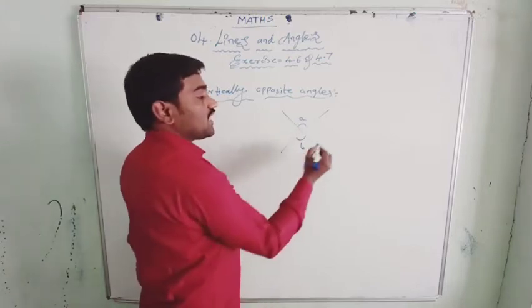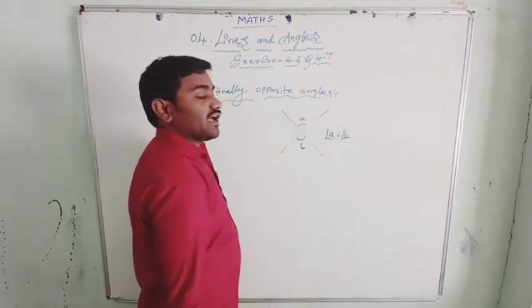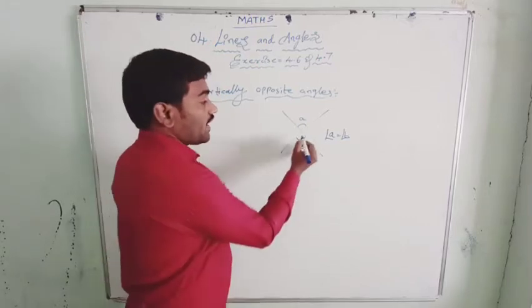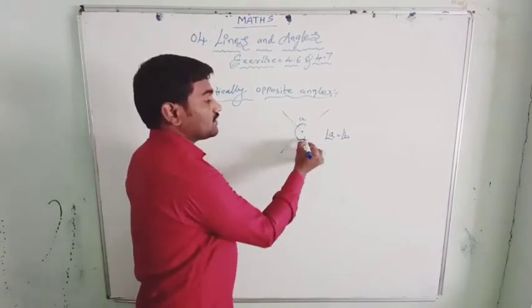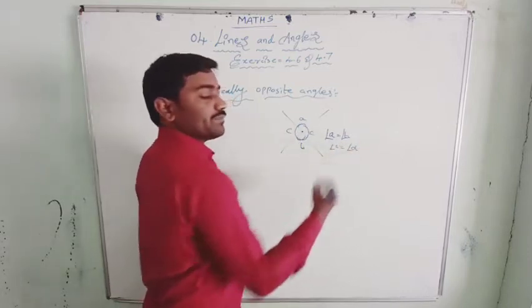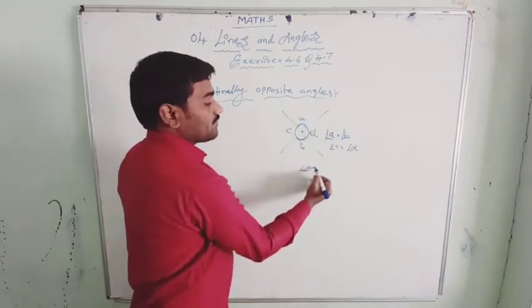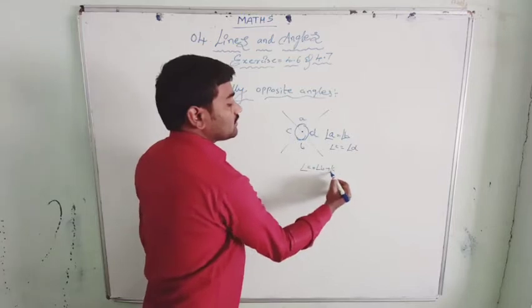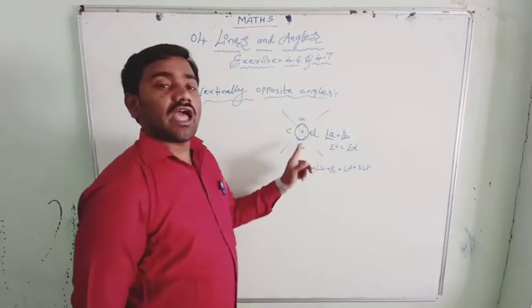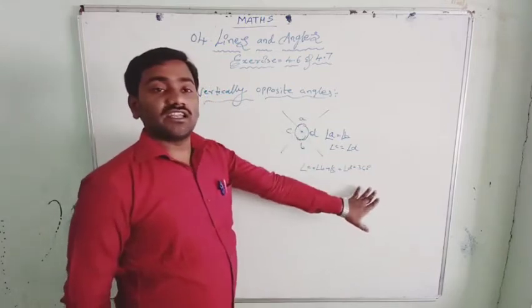These vertically opposite angles are always equal. Here, angle A is equal to angle B. Vertically opposite angles are always equal. This you need to remember. And suppose the other two angles formed at this point are C and D. Here angle C equals angle D. And the sum of all these angles, angle A plus angle B plus angle C plus angle D, equals 360 degrees. The angle at a point gives us 360 degrees.